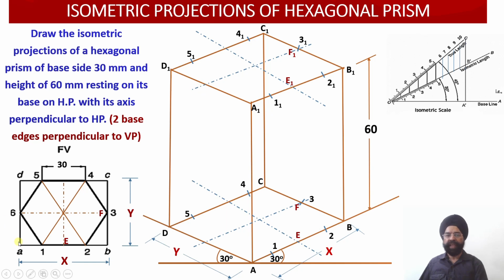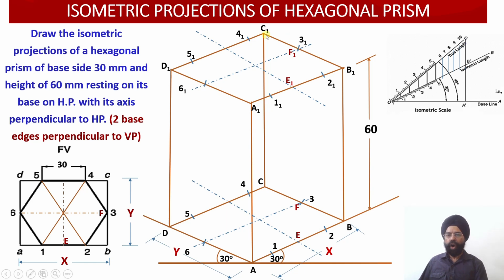A6 will be the distance which I am going to mark over here. Now A6 distance I have marked onto this isometric projection. Similarly this distance will be A1, 6, 1. Now let me join all the edges of this hexagonal prism which are visible to the observer.